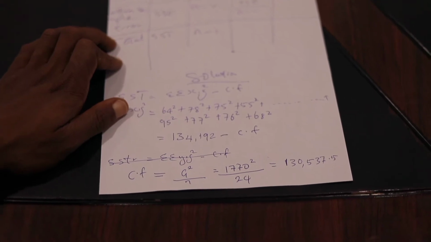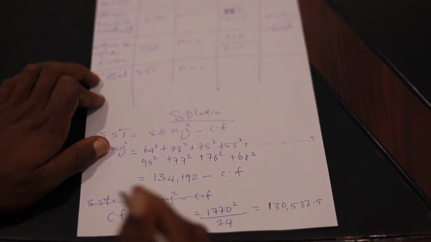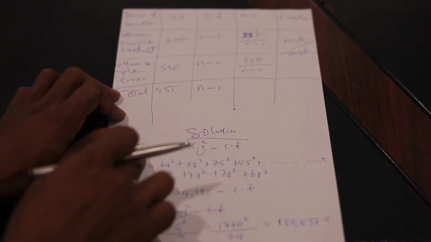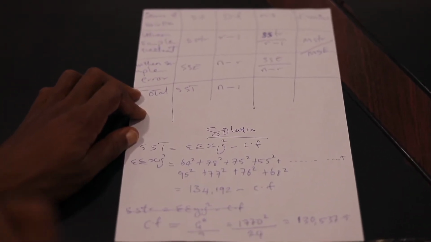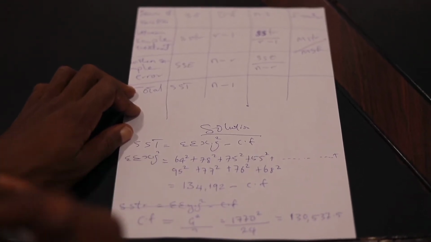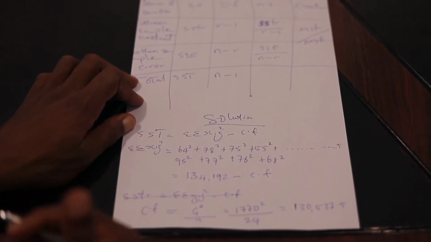So let's move to the sum of square treatment. Don't forget, first things first, you have to carefully calculate your sum of square total before going further to the sum of square treatment. So let's go.